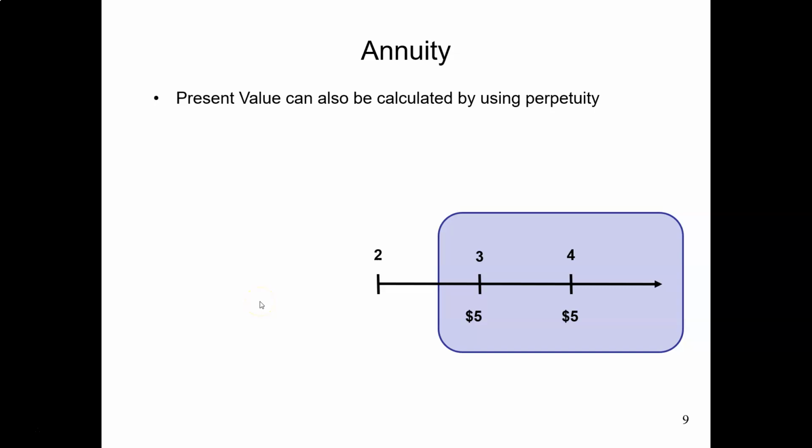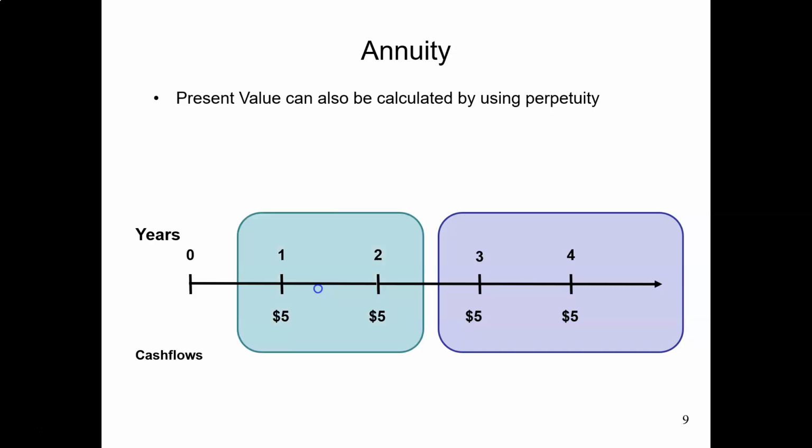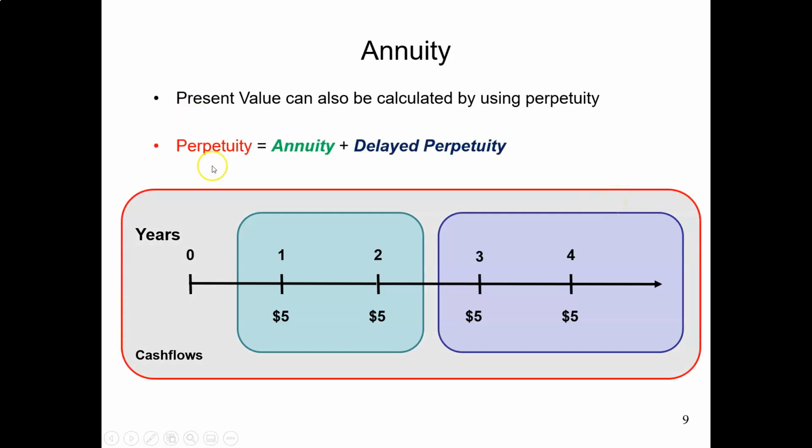Now I want to add another cash flow. These cash flows will give you $5 in year 1 and $5 in year 2. So this cash flow is a typical annuity. Now if we combine the cash flows during year 1 and year 2 and the cash flows starting from year 3, what do we get? We get a whole new perpetuity. So we can find the perpetuity can be split up into annuity plus a delayed perpetuity.